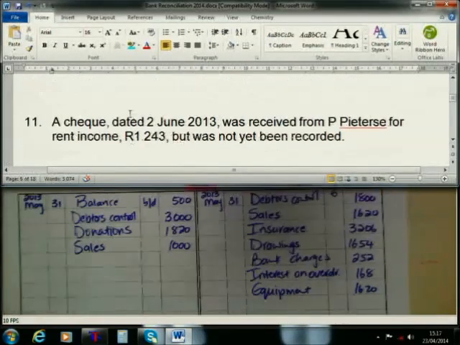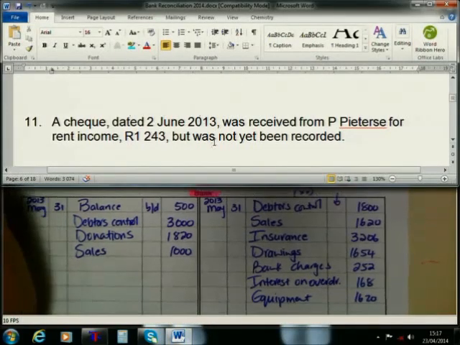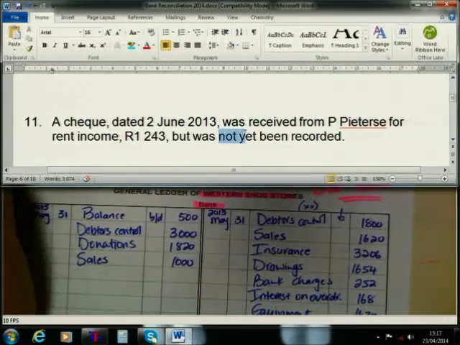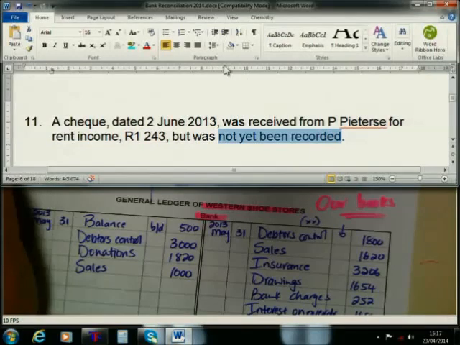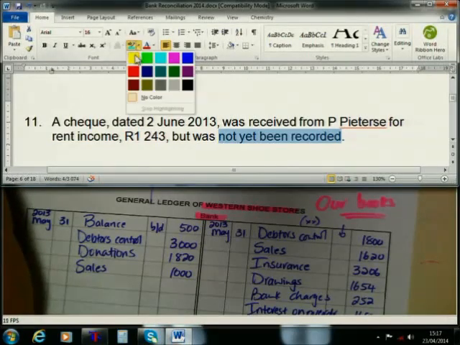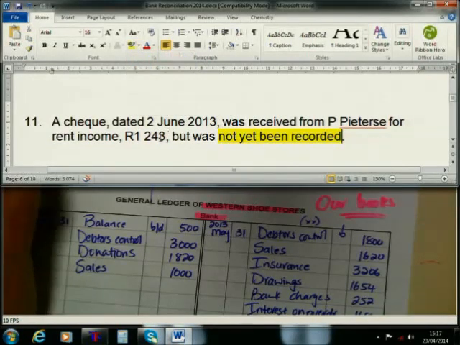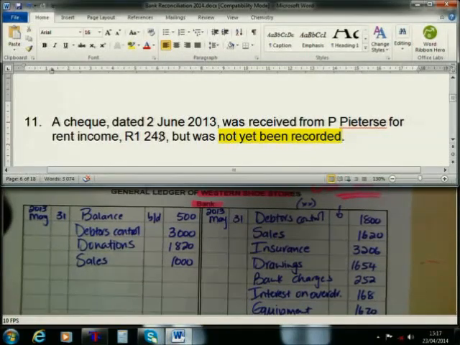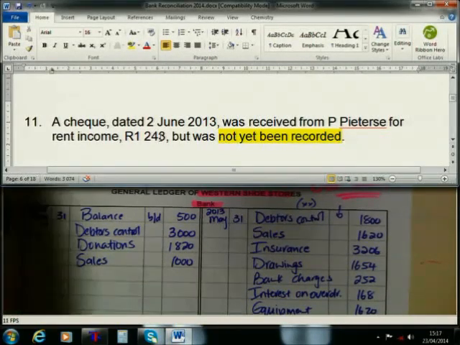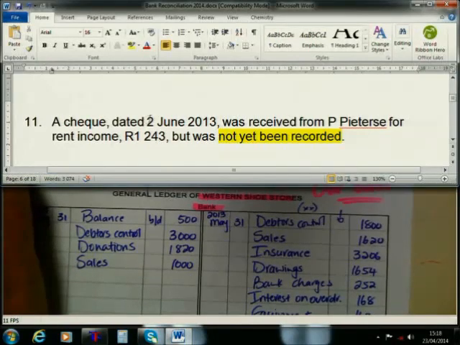A check dated the 2nd of June was received from Pierre Pieterse for rent income but has not yet been recorded, and please don't record it, because a post-dated check that we receive, we are not going to put in the bank. We are in May 2013. It's post-dated for the 2nd of June.